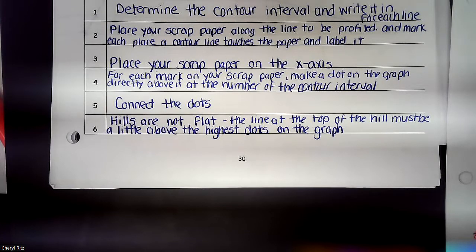So step 1, determine the contour interval. Just going by 20. Step 2, place scrap paper along the line. Alright, so let's look at the contour intervals. What are we doing here? Yeah. 500. 460. Alright. So now take your scrap paper, label them before you move, and place it on the line you're doing.